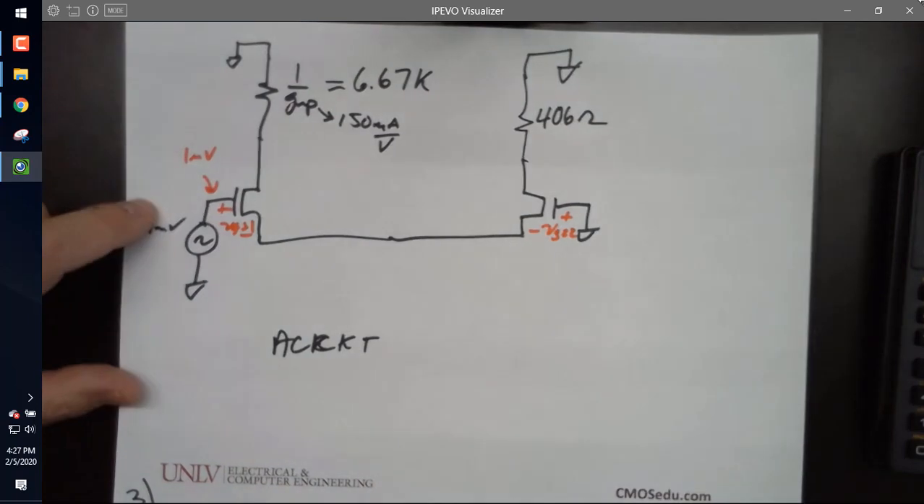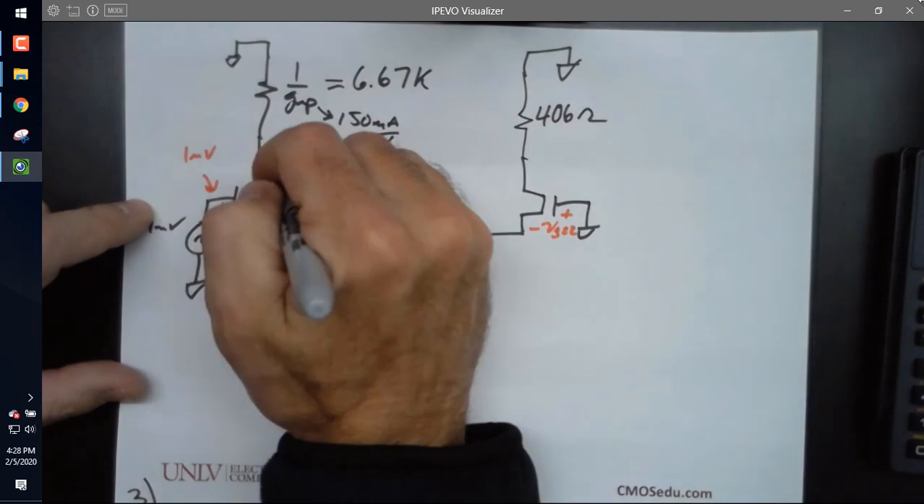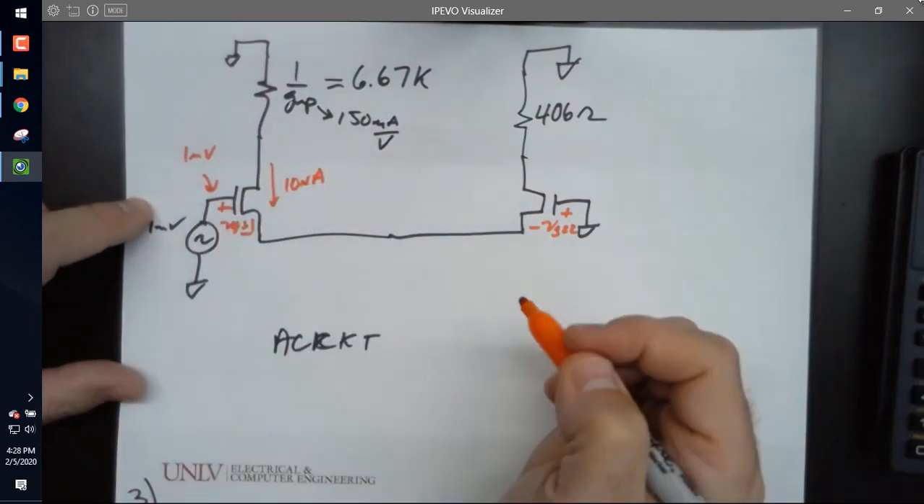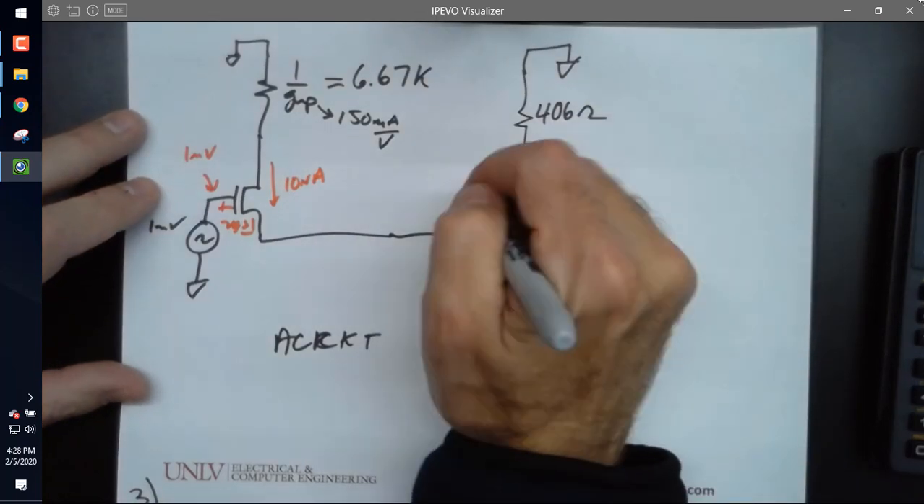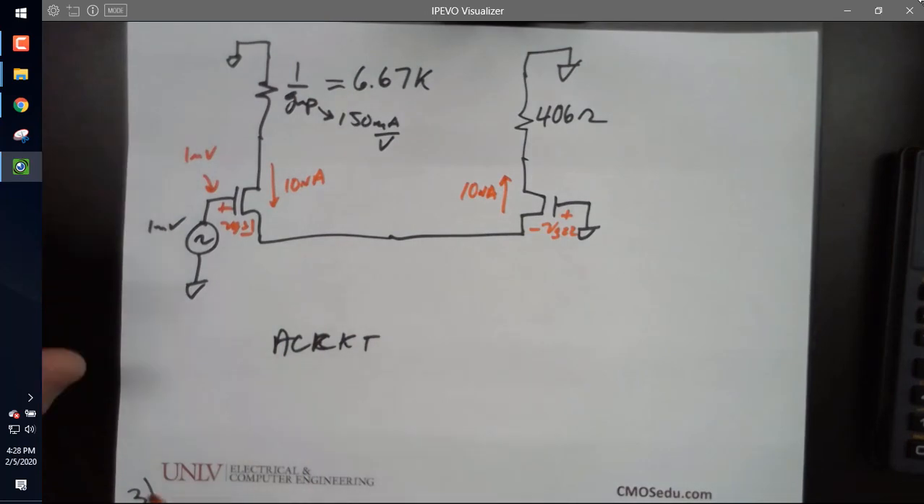Okay, so wait a sec. I want this to be clear. So if I have an AC going down through here, and let's just say it's 10 nanoamps, don't I need to have an AC current that's flowing up here by 10 nanoamps? Because if you say no, then where does the current flow?